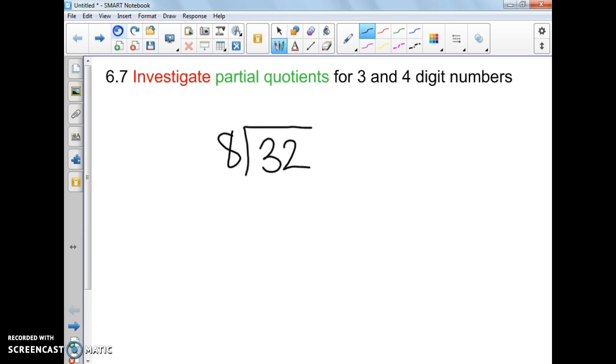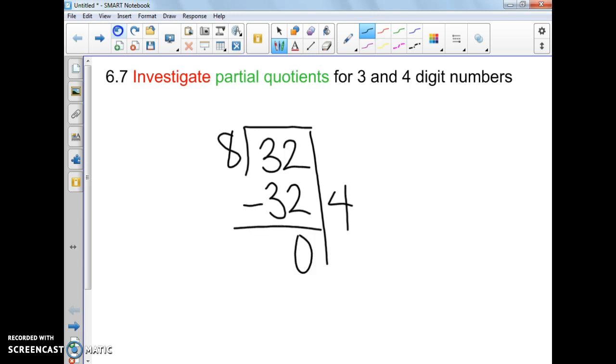Eyes here, please, close your markers. I saw some people do it a couple of different ways. Some people recognized that it had that relationship, 8 times 4 is 32. They didn't have to do a partial. They just had to quickly write it up. That's fine. So the answer was 4.